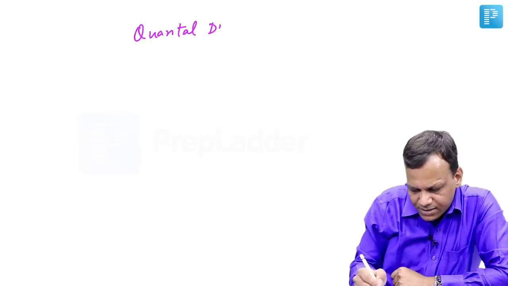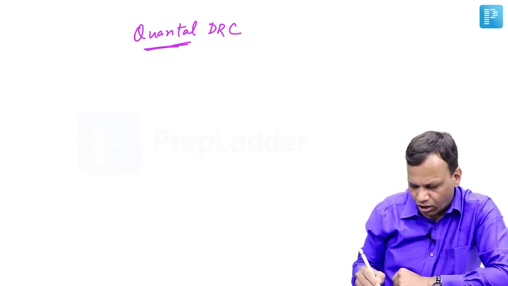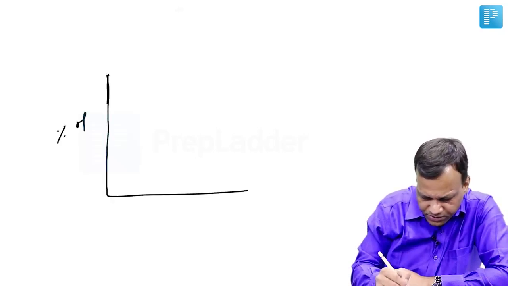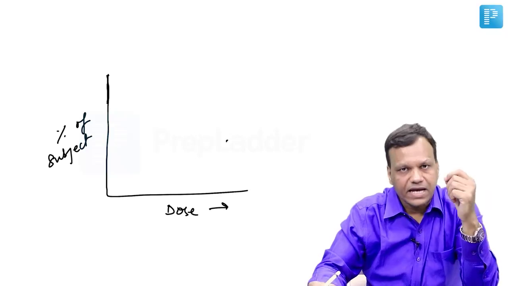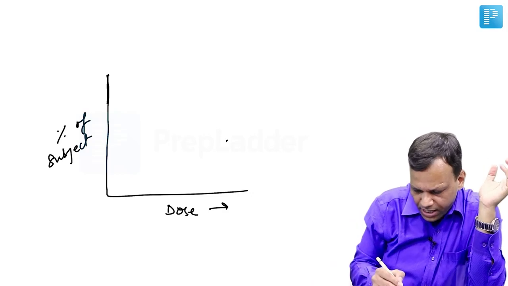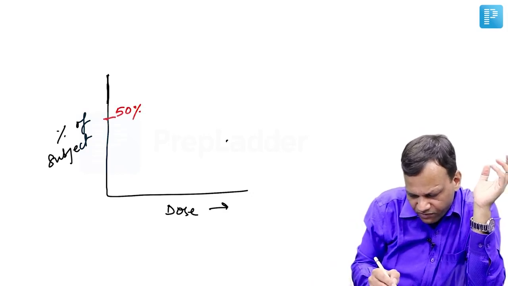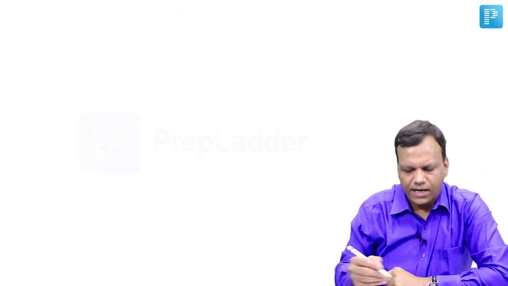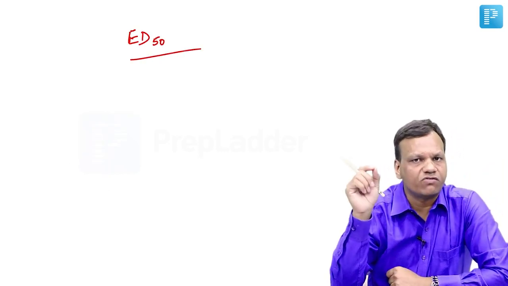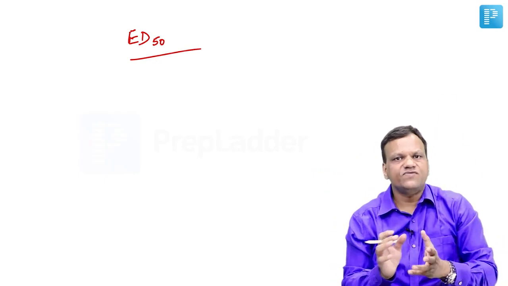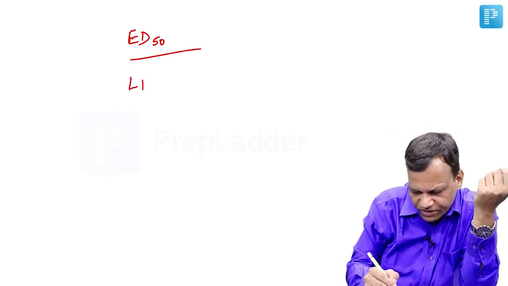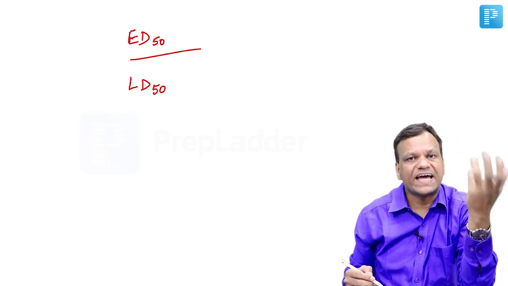Quantal DRC, as the name tells, on the y-axis there will be quantity, not percentage. On the y-axis there is percentage of subjects responding. So on the x-axis there is dose and on the y-axis percentage of subjects responding. So if you see the 50%, that means at what dose 50% of the subjects respond, that dose is known as ED50. ED50 means effective dose in 50% of the patients. If on the y-axis we take what percentage of animals die, and we see at what dose 50% of the animals die, that dose is known as LD50, lethal dose in 50%.